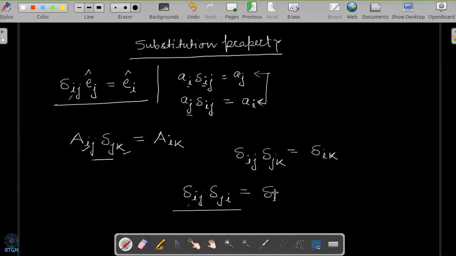Yes, this is del_ii or del_jj, because here the final result is with the dummy indices. So this i or j has no significance. It is just a dummy term, and we can use any of these two. This property of canonical delta is known as the substitution property, and you will use it several times in the constitutive modeling course or in the continuum mechanics course if you study in future. So this is what we have about the canonical delta.